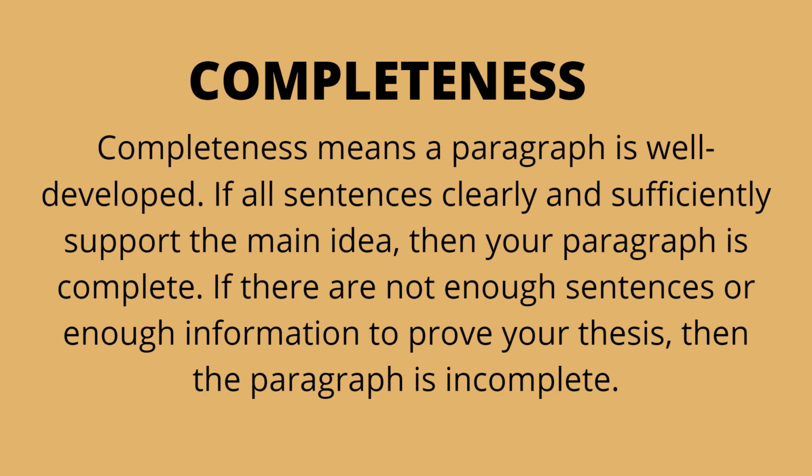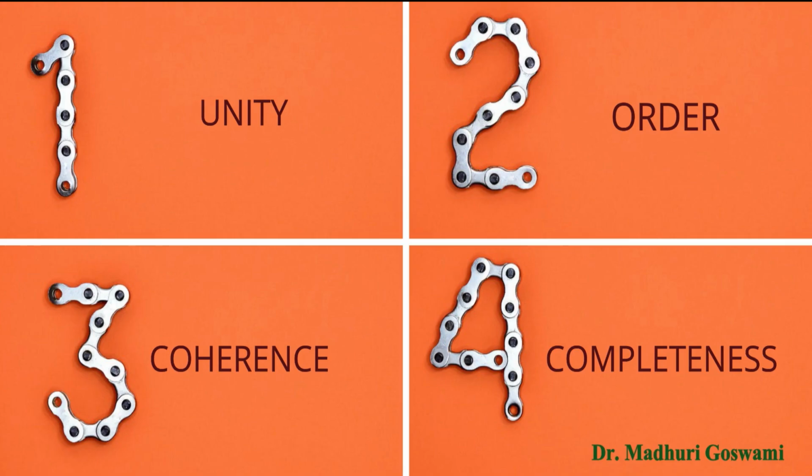So to write a good paragraph, try to incorporate or maintain these 4 elements in your writing process, that are unity, order, coherence, and completeness. So dear students, I hope now it's crystal clear what is unity, what is order, what is coherence, and what is completeness in paragraph writing. So in the next lesson, we will see what are other steps to compose a good paragraph.